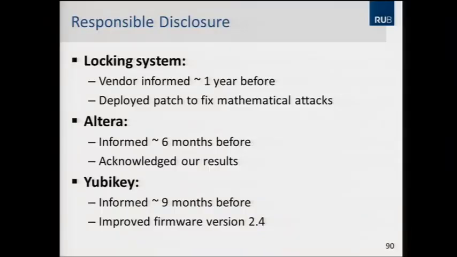We also did this and always talked to the people at least 6 months before we published our stuff. The dates are a bit variable due to publication times and so on. For the locking system, it was approximately 1 year before it actually got public. And as I said, the vendor was able to deploy a fix for the most severe mathematical attacks. Altera, we talked to them 6 months before. They said, yeah, it's like this.